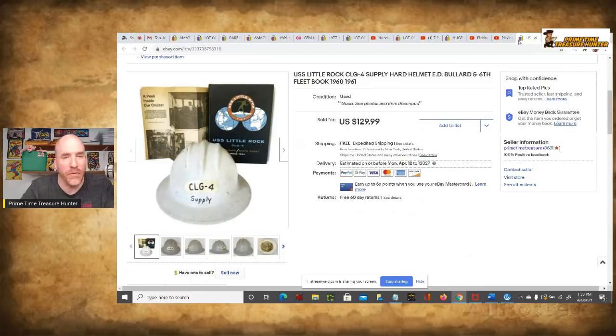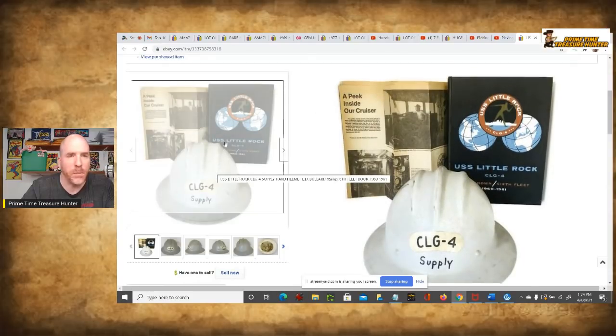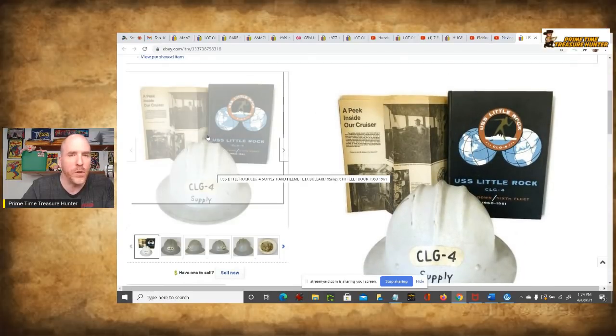I took a best offer on these for $110. It is all related to the USS Little Rock, which is a guided missile light cruiser for the U.S. Navy. You can see here that we've got a combination of a supply hat, a fleet book, and a newspaper article that I found tucked inside, which talks about that cruiser.